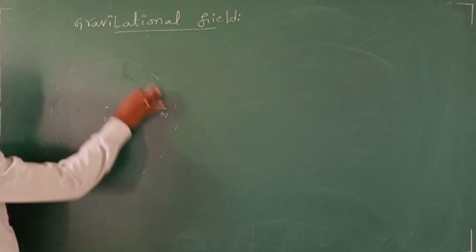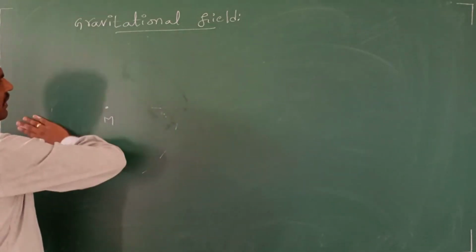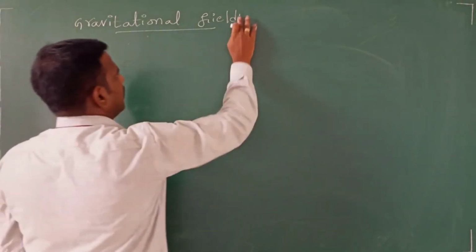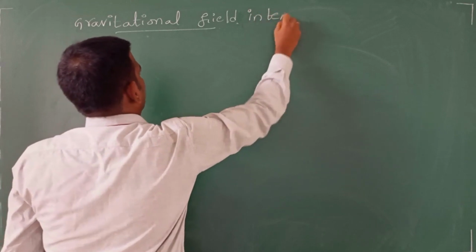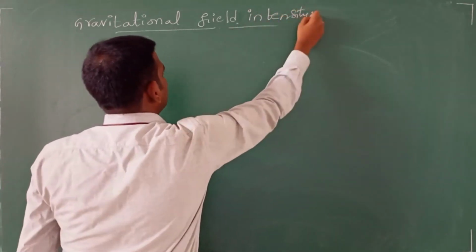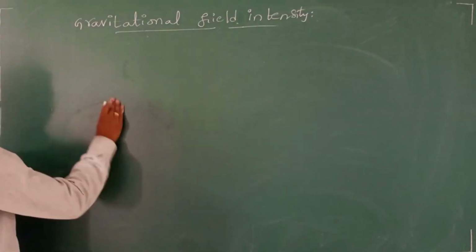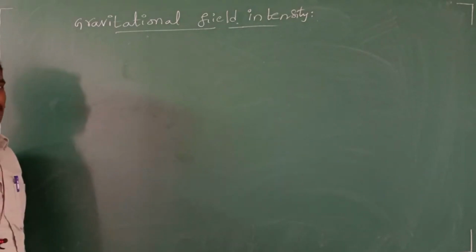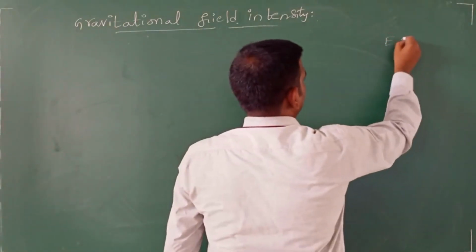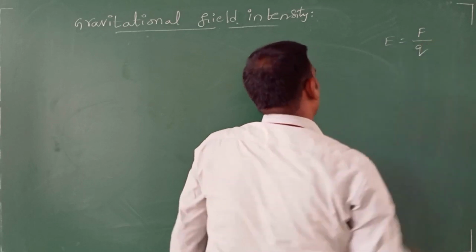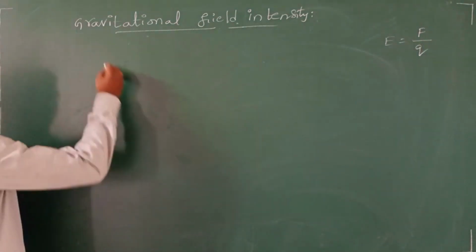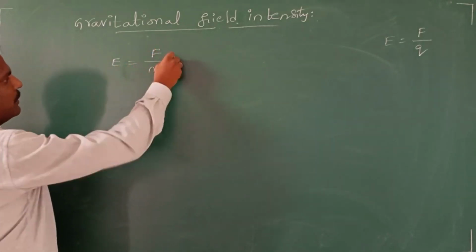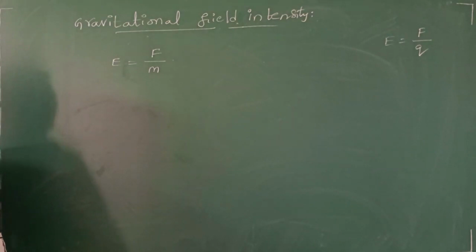Now this region is called a gravitational field and this field will have some power. That power is nothing but field intensity. So gravitational field intensity I would like to find out now. It is a very simple case. Already for your plus 2 you have studied electric field intensity. How do we do electric field intensity? We write it as the force experienced by a unit positive test charge. Here also, gravitational field intensity is given by the formula: the force experienced by unit mass.